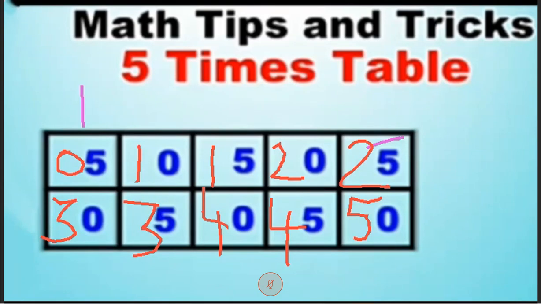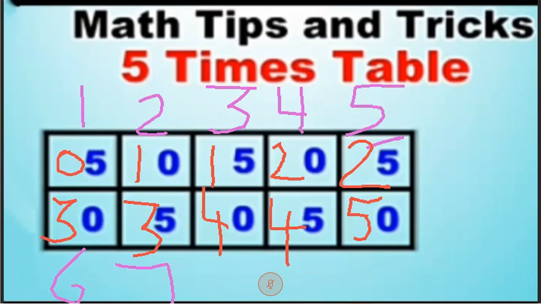5 1 is 5. 5 2 is 10. Next. 5 3 is 15. 5 4 is 20. 5 5 is 25. 5 6 are 30. 5 7 are 35. 5 8 are 40. 5 9 are 45. And the last one, 5 10 are 50. We have done it. So simple and easy to learn.